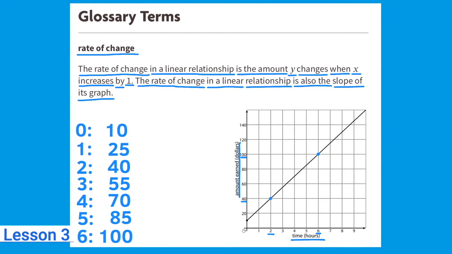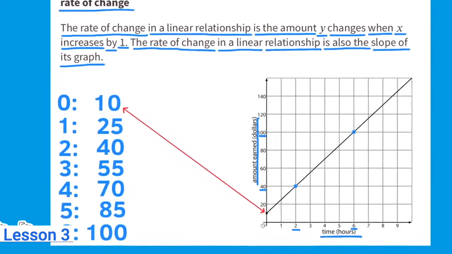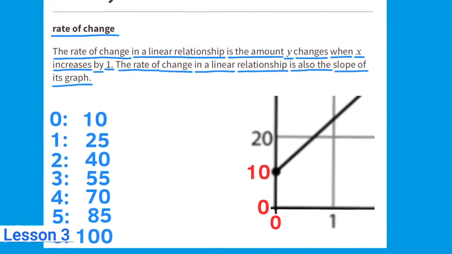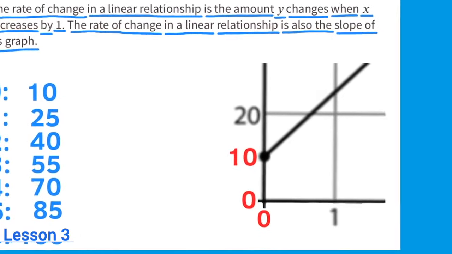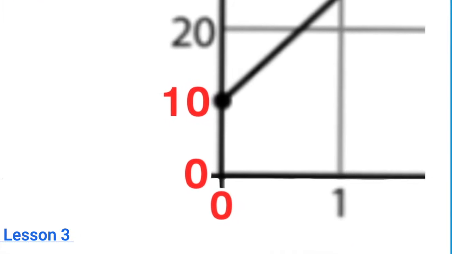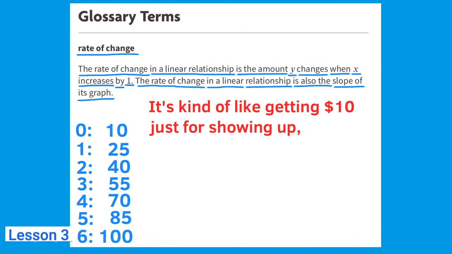The line on this graph shows that 0 hours is worth $10. Here's a closer look. At 0 hours, the line starts halfway between $0 and $20, which is $10. It's kind of like getting $10 just for showing up, then earning $15 per hour.